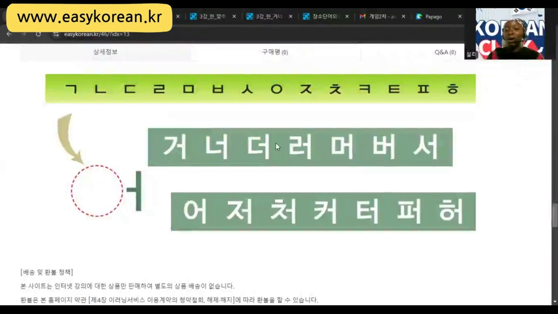It will go kono doro mo boso ojo choko topo ho. Kono doro mo boso ojo choko topo ho.